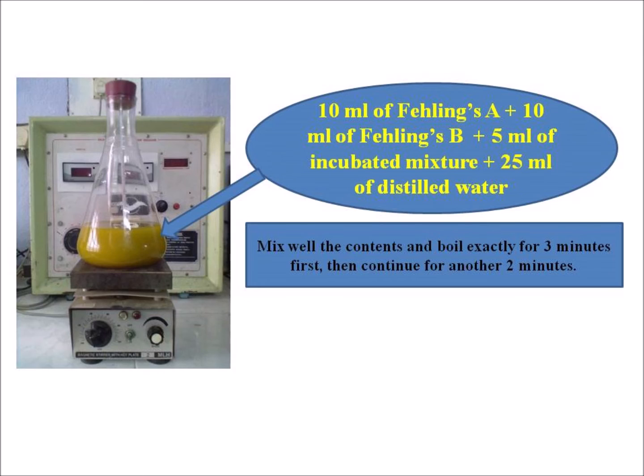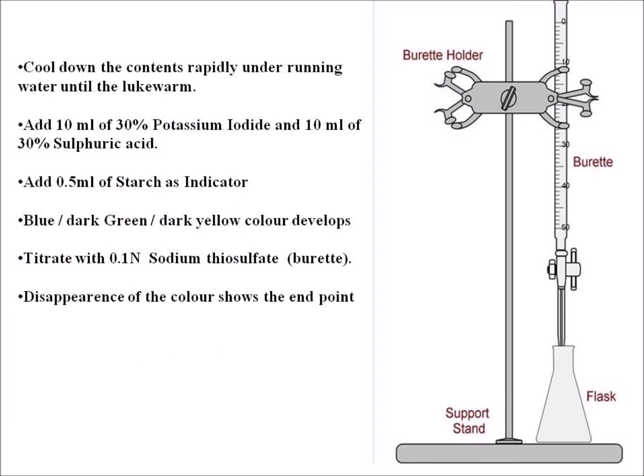After that, take 10 ml of Fehling's A, 10 ml of Fehling's B, 5 ml of incubated mixture and 25 ml of distilled water in a Corning conical flask. Mix the contents well and boil exactly for 3 minutes first, then continue for another 2 minutes. Then cool the contents rapidly under running water until lukewarm. Add 10 ml of 30% potassium iodide and 10 ml of 30% sulfuric acid. Add 0.5 ml of starch as indicator.